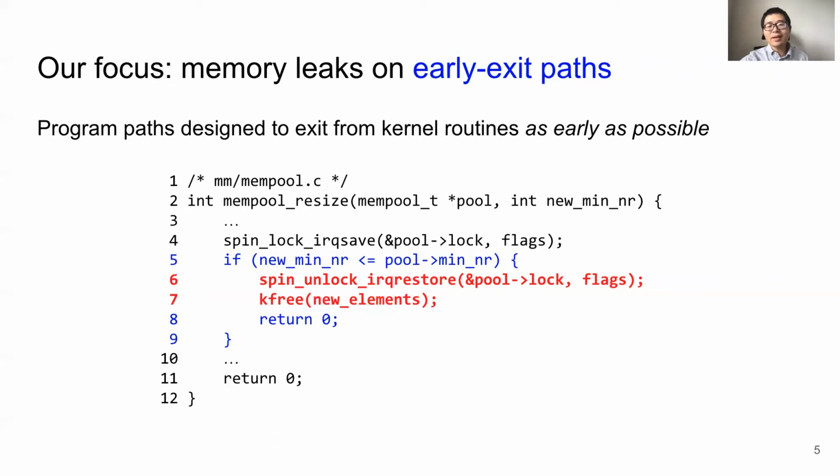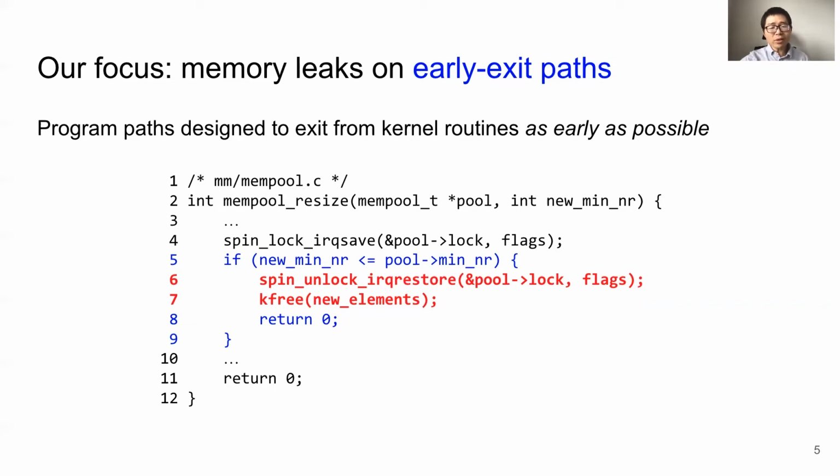That is to say, early exit paths are designed to exit from a kernel routine as soon as possible. As shown in the example on this slide, the source code lines from 5 to 9 form an early exit path. In fact, exception or error handlers are common examples of early exit paths. But our study finds that early exit paths are also used for many other purposes in operating system kernels. For example, bypassing irrelevant kernel states and extending kernel functionalities.